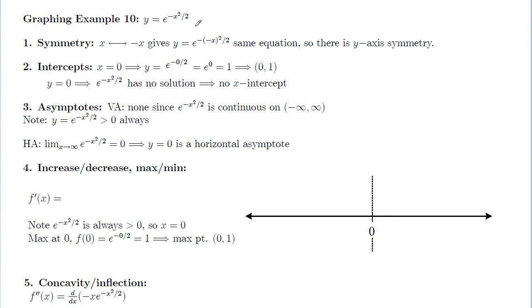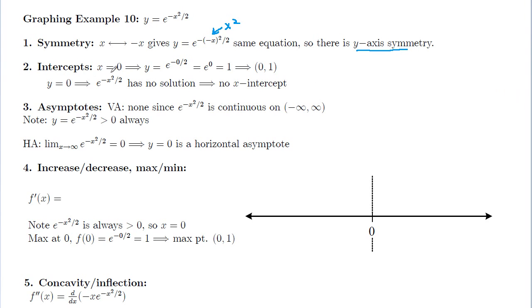Let's look at a graphing example now. Let's say we want to graph the function y equals e to the negative x squared over 2. So first let's look at symmetry. If you switch x for negative x, so we've got negative x squared over 2 and negative of that. Well, the negative x squared is the same as positive x squared. So that's going to give the same equation. So that means we have y-axis symmetry.